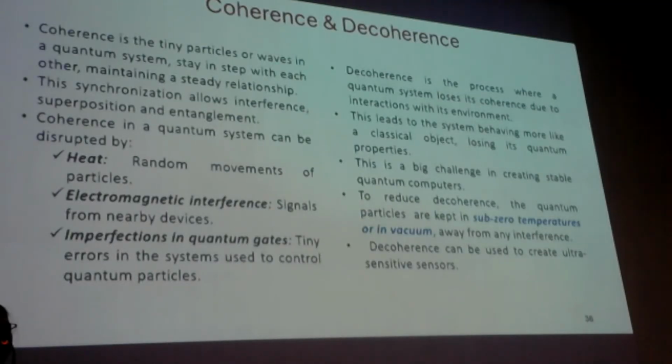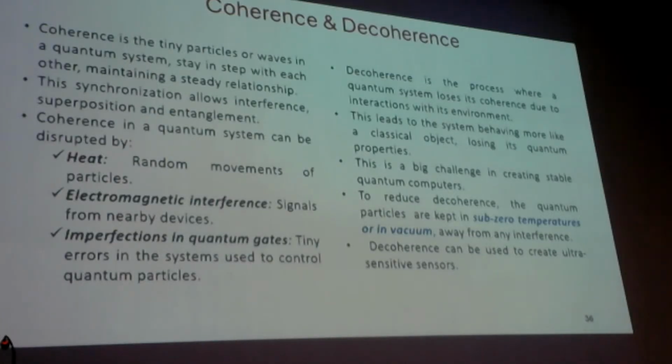And then we have a very important concept, coherence and decoherence. We all know coherence means in synchronization with. Decoherence means not in sync. When you're in sync, we say coherence. When you're not in sync, not coherent. So coherence is tiny particles or waves in a quantum system. They stay in step with each other, means they are together, in sync together, maintaining a steady relationship.